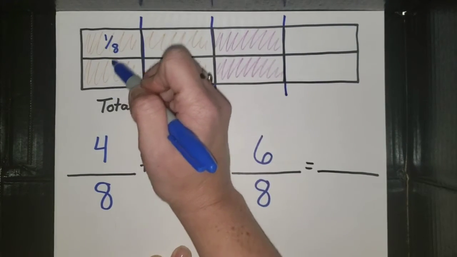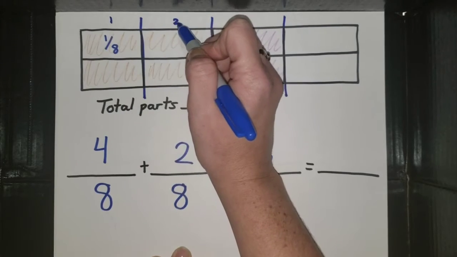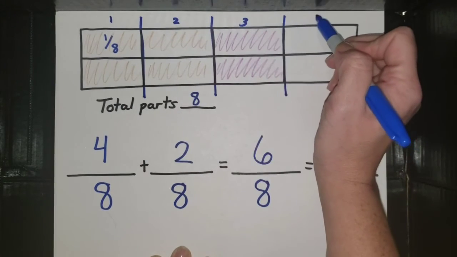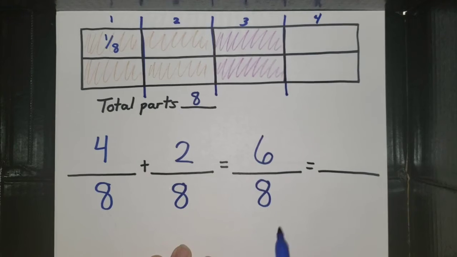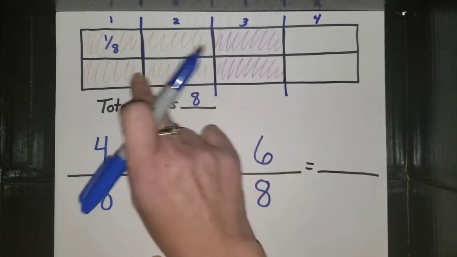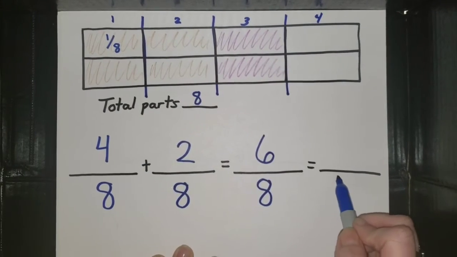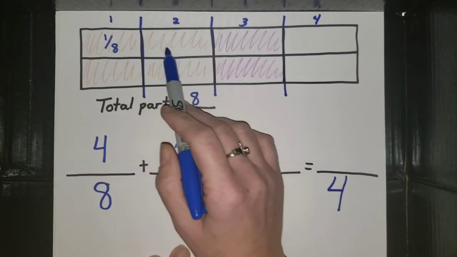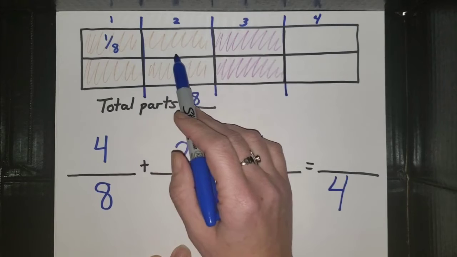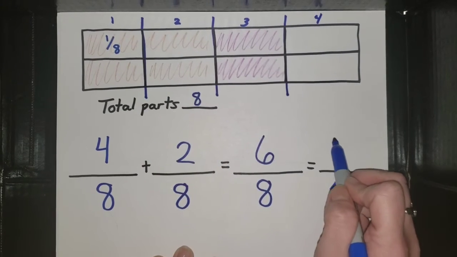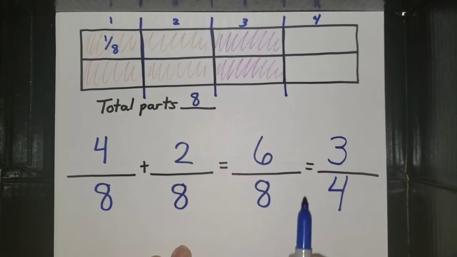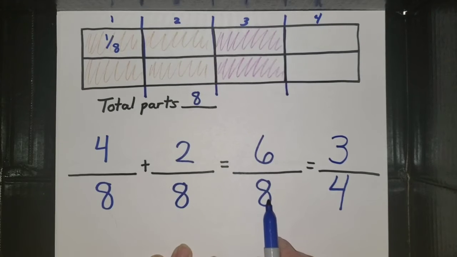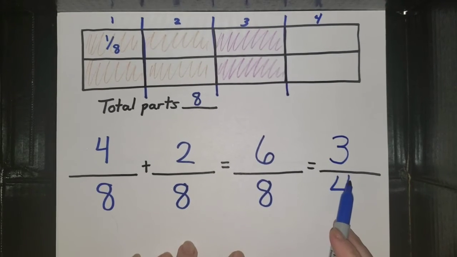So I have one set of 2, 2, 3, 4 sets of 2. 1, 2, 3, 4. That would be my denominator. And then how many are shaded? 1, 2, 3. So 6/8 simplified is 3/4.